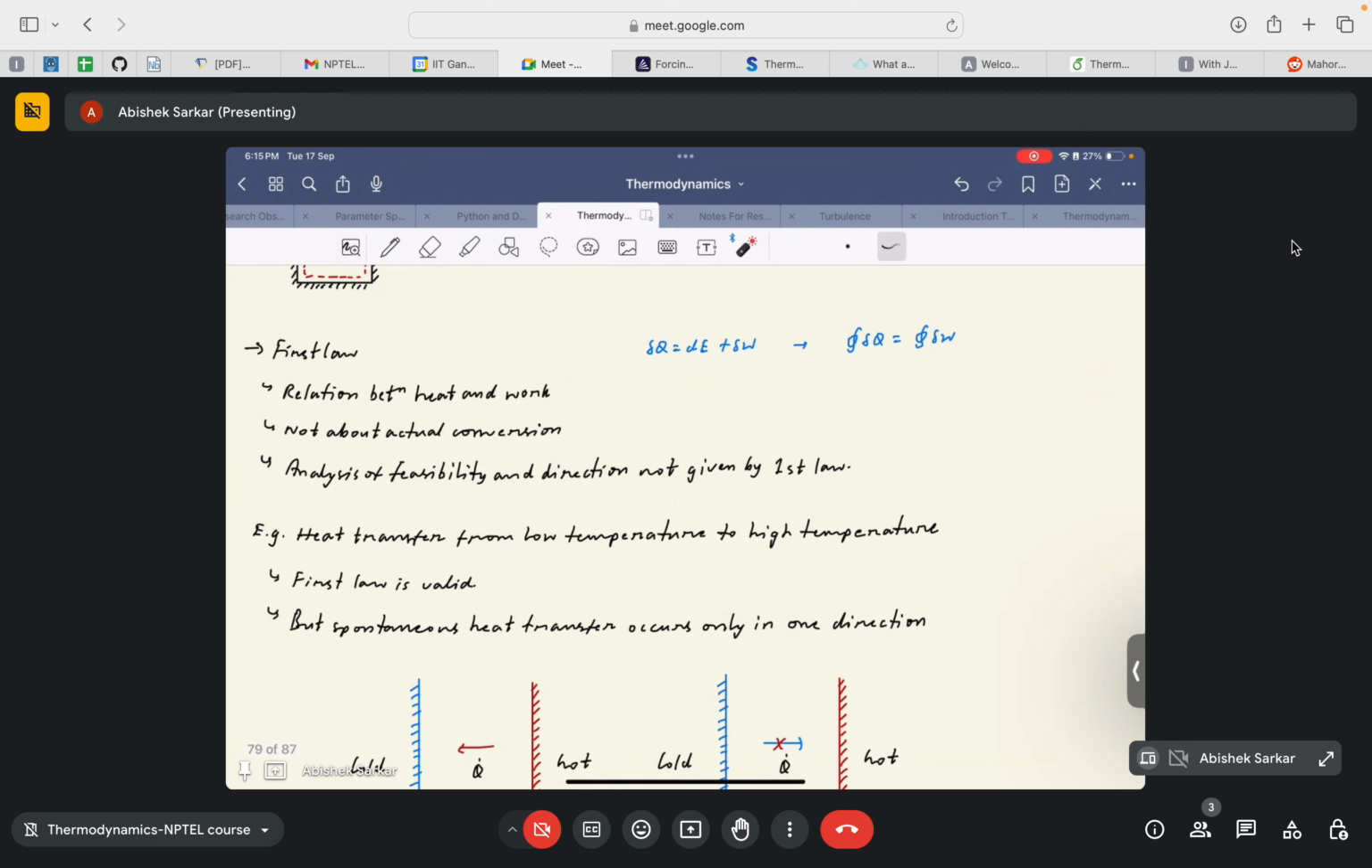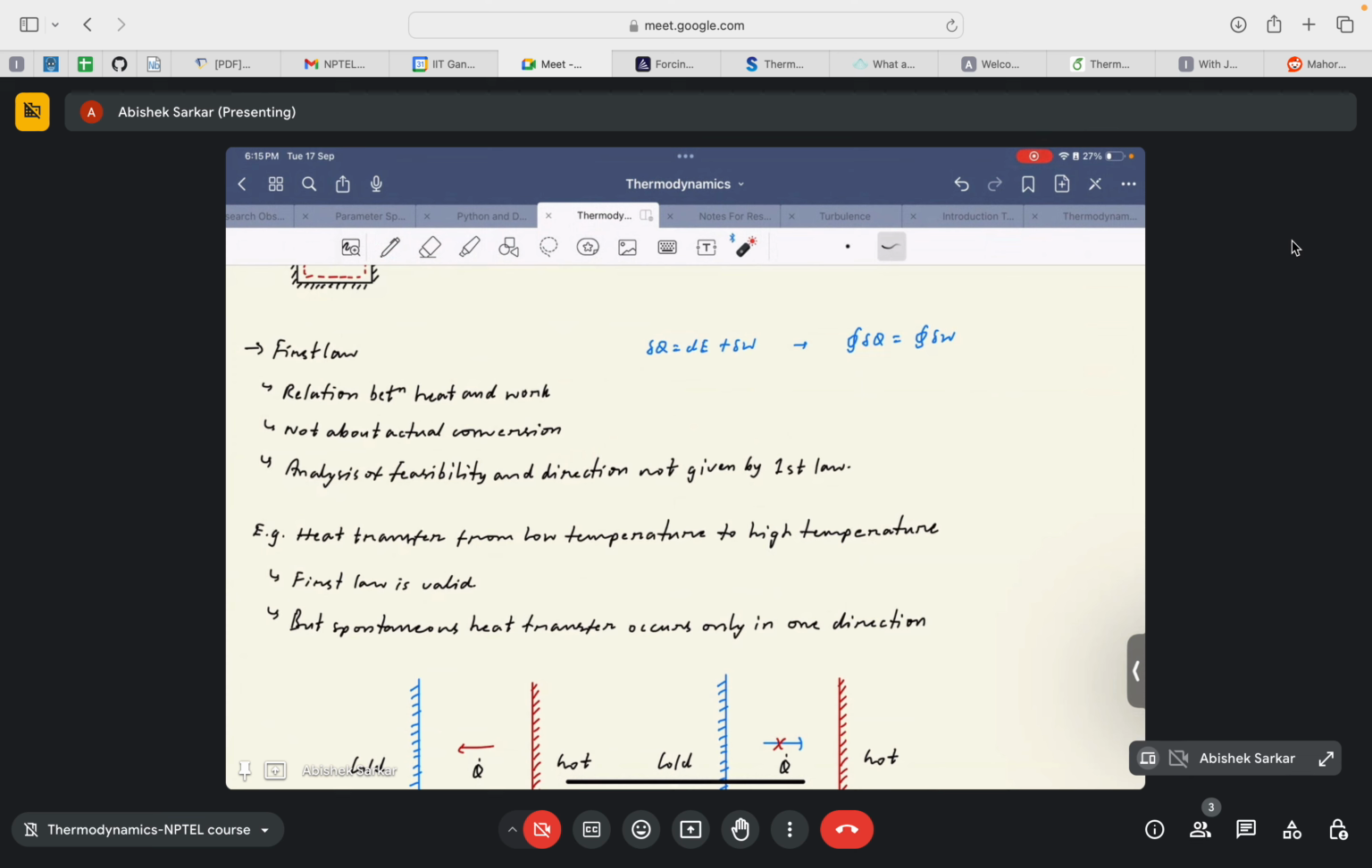But the thing is that we do not actually know about the actual conversion, like how the energy is being converted. And moreover, the more important thing that we do not know from the first law of thermodynamics is whether the given process is feasible or not.